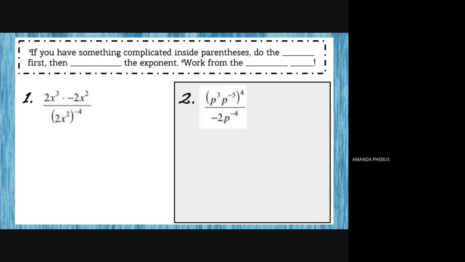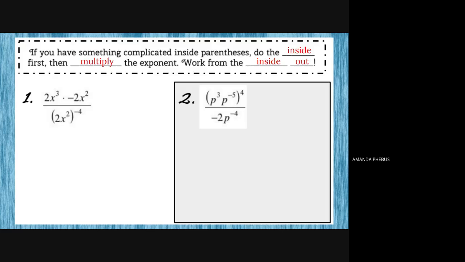If you have something complicated inside the parentheses, do the inside first, then multiply the exponent that's on the outside. Work from the inside out. Sometimes that's going to be the easier way, but not always. It just kind of depends. Again, it's one of those, what do you see? What do you notice? What are you allowed to do? So just keep that in mind.